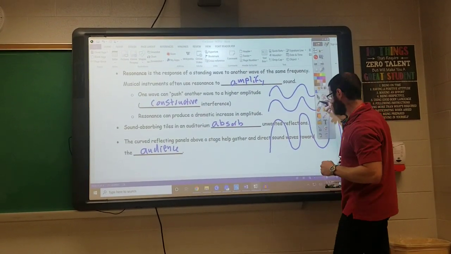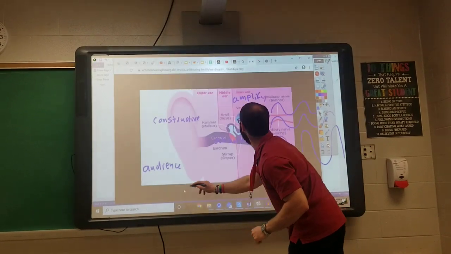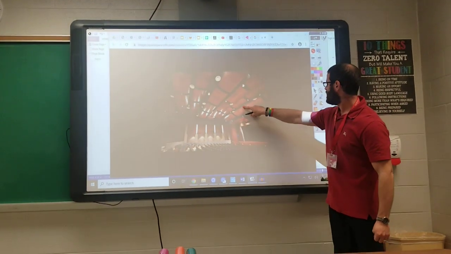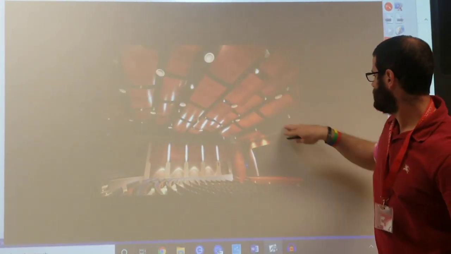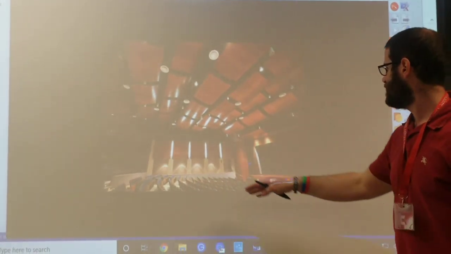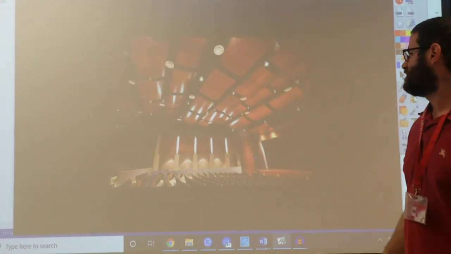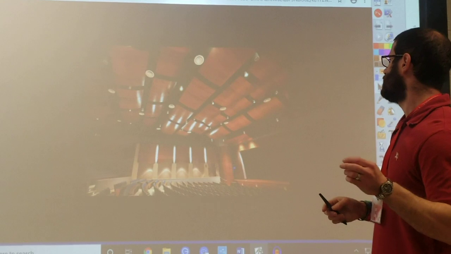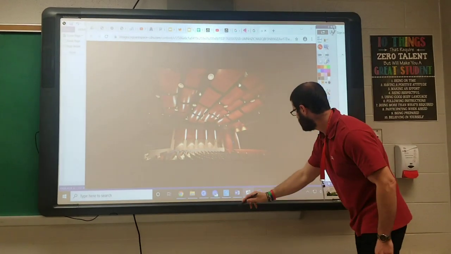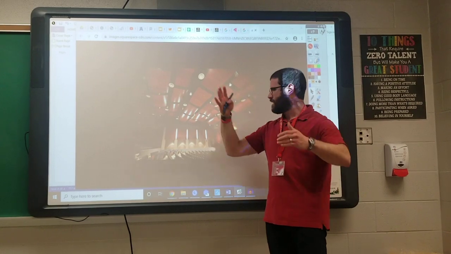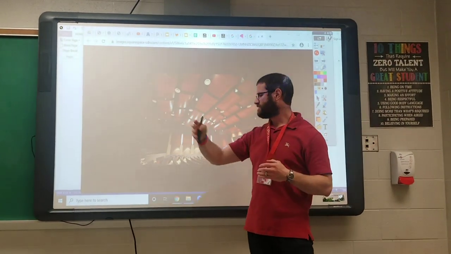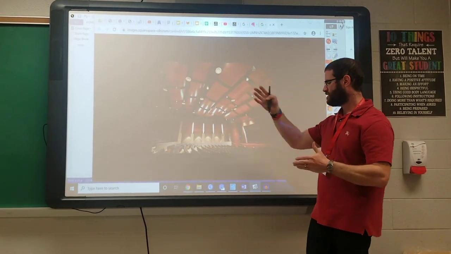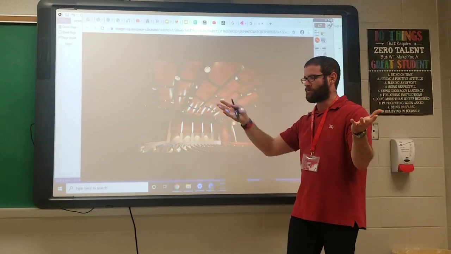If we look at a picture of what we're talking about here, we can see by the stage we have these curved panels, right, directing the sound toward the audience, and then we have the sound absorbing panels on the wall. Again, those are absorbing all the echoes that we don't want to hear. All right, so that's just a practical example of resonance, and how resonance occurs in a musical performance, for example.